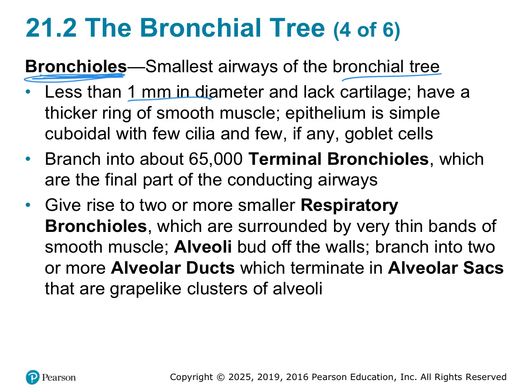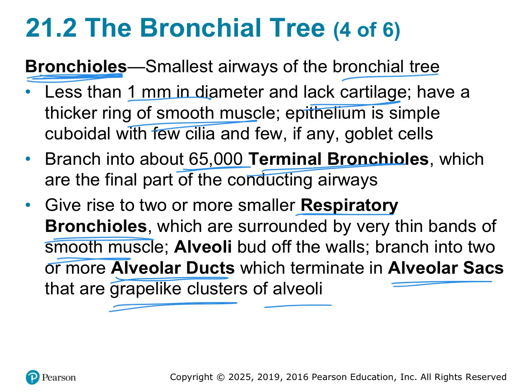These are only about 1 millimeter in diameter. They lack cartilage, but they still have smooth muscle rings around them, and the bronchi will end up forming about 65,000 terminal bronchioles, and those terminal bronchioles will give rise to the smallest of the bronchioles, the respiratory bronchioles. And those respiratory bronchioles do still have a thin band of smooth muscle around them. And those respiratory bronchioles can branch into alveolar ducts, and then those alveolar ducts will terminate in alveolar sacs, and those are grape-like clusters of alveoli.